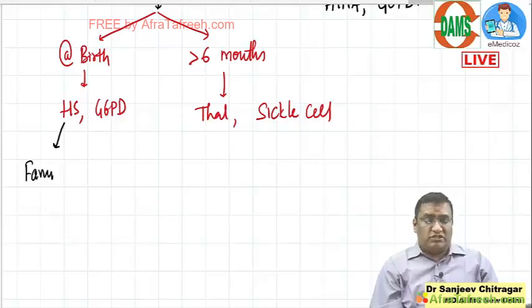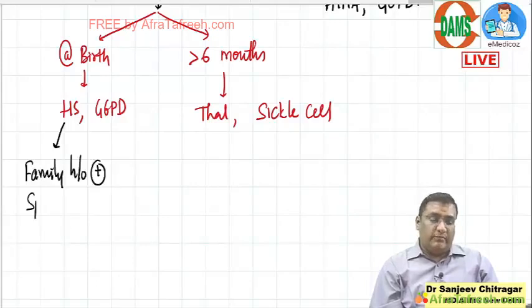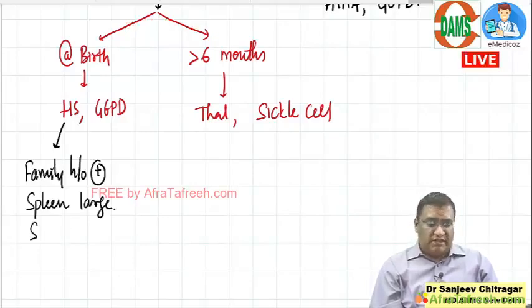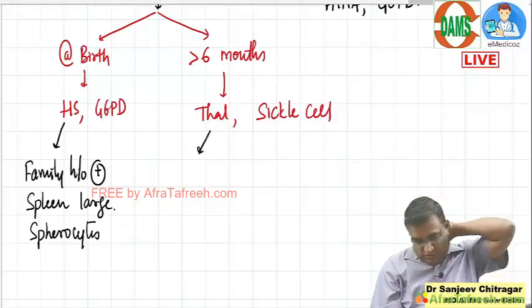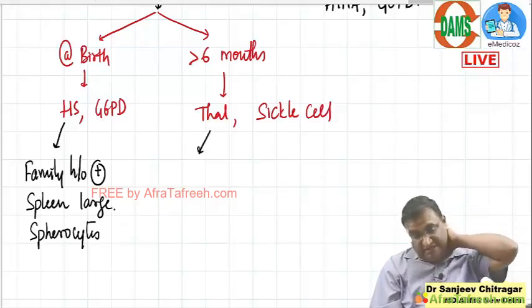Family history. Because it is an autosomal dominant disease, family history will be positive. Any one first degree relative will be positive. Then spherocytes will be seen, and the spleen can also be enlarged. Splenomegaly. Anyway, we'll discuss that.